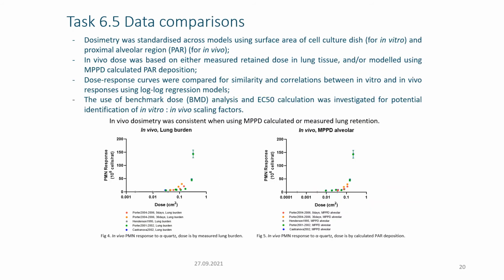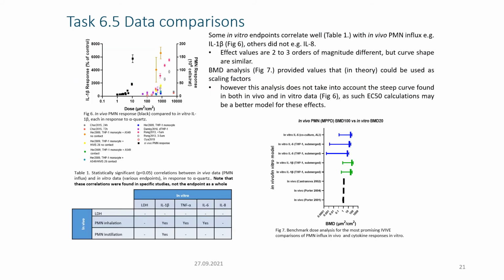And in order to link the dose to the PMN response, you can see here is the relationship between the dose as lung burden versus the PMN response in vivo. And where there's no such lung burden, we use the MPPD model to calculate the amount of dose deposited in the lung. And here again, you can see a nice correlation between the calculated dose using the MPPD model and the PMN response. It's very similar.